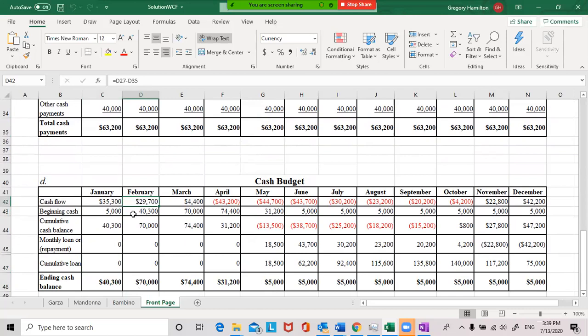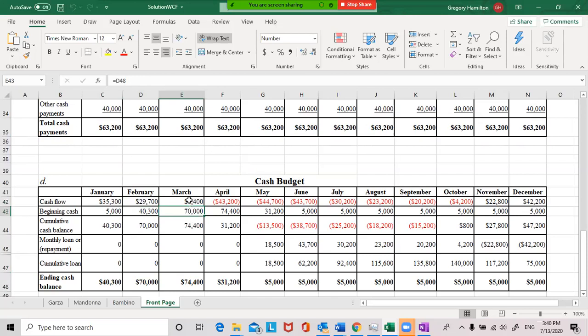That $40,300 will become our beginning cash balance in February, and our cash flow in February, the difference between the receipts and the payments, would be $29,700, to which we will add our beginning cash balance of $40,300. So our cumulative cash balance would therefore be $70,000. So there'll be no need for a loan. So our ending cash balance again would be $70,000. That $70,000 we will carry to be the beginning cash balance for March.